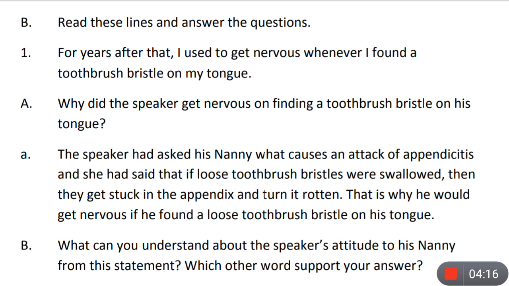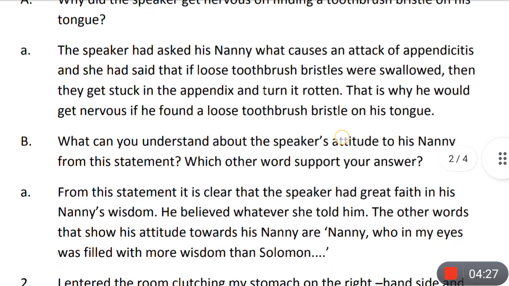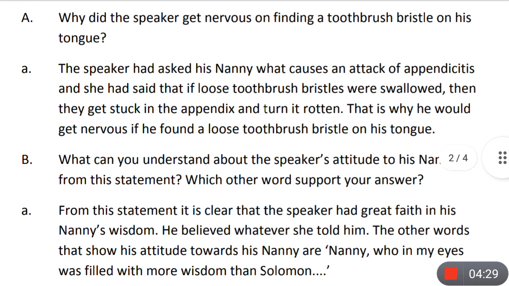Now we have a question based on this statement. Question A: Why did the speaker get nervous on finding a toothbrush bristle on his tongue? Answer. The speaker had asked his nanny what causes an attack of appendicitis, and she had said that if loose toothbrush bristles were swallowed, then they get stuck in the appendix and turn it rotten. That is why he would get nervous if he found a loose toothbrush bristle on his tongue.